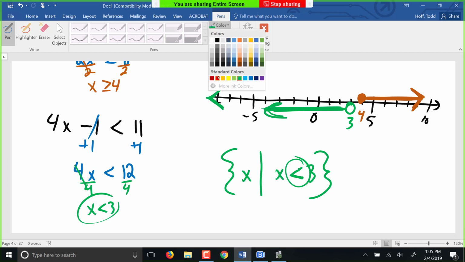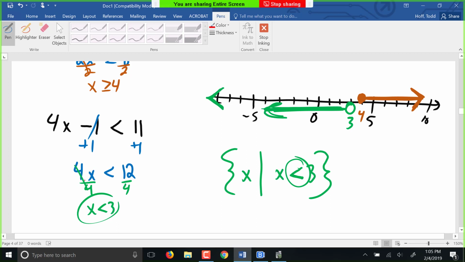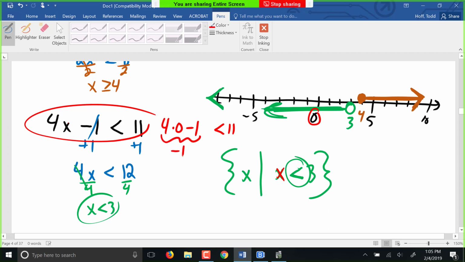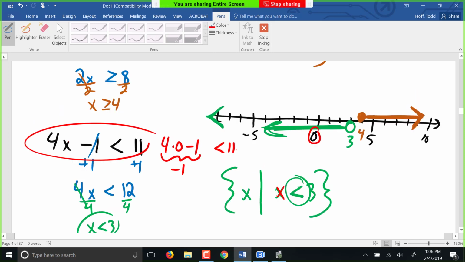And we can always test. Like for the second equation here, the green one, if I put 0 in for x, does 0 make this true? Let's put it back in the original one just to check it. 4 times 0 minus 1, is that less than 11? Yeah, 4 times 0 minus 1 is -1. That's yet less than 11. That works. So the portion that includes 0 is colored in. That's the correct answer. That's what we want.